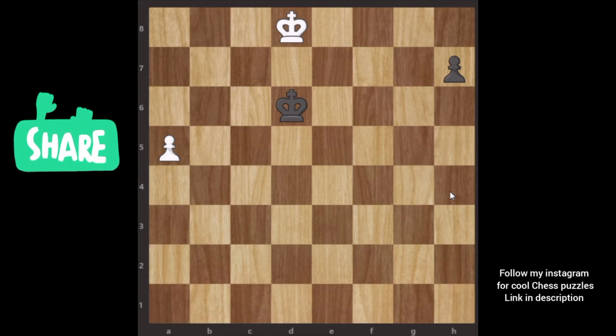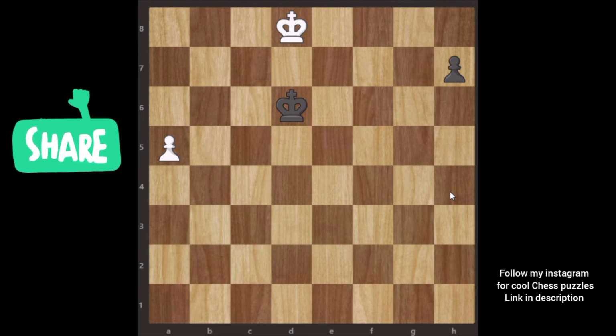So now what idea should white apply here to draw this position? Because the pawn on h7 is quite dangerous for white. Now in this position I would like to recommend you to pause the video and try to find the best moves for white so that he can draw the position.